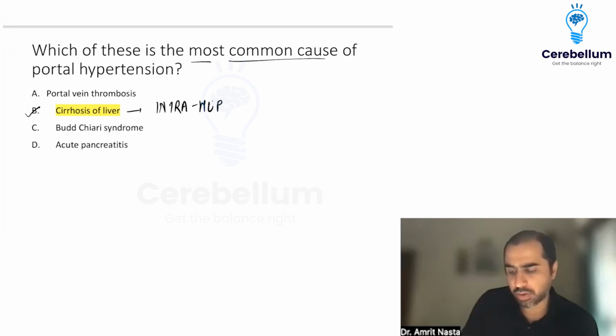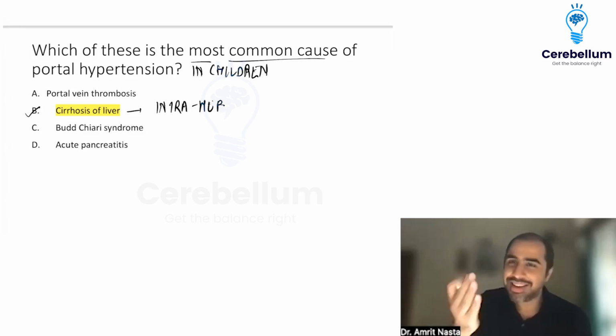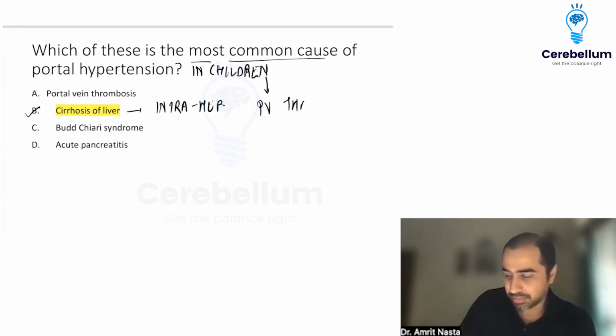If the question was most common cause of portal hypertension in children, what is the answer? In children, Budd-Chiari syndrome. You just throw guesses. In children, it is portal vein thrombosis. Okay, that is the answer.